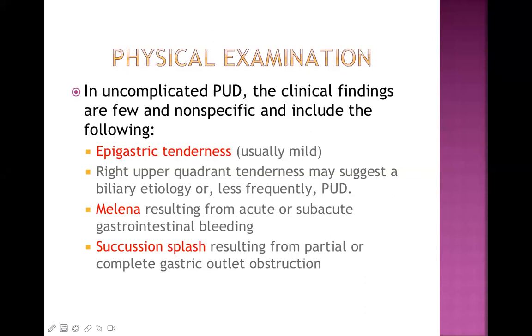Another point is succussion splash. Succussion splash occurs because of gastric outlet obstruction. What do I mean by that? Ask the patient to lie down comfortably on the table or the bed, go near the patient and just shake the patient's abdomen, and at the same time listen with a stethoscope. You can hear a splashing type of sound there. This is called succussion splash. This is because of the movement of fluid inside the obstructed lumen of the stomach. A very, very important feature of gastric outlet obstruction.